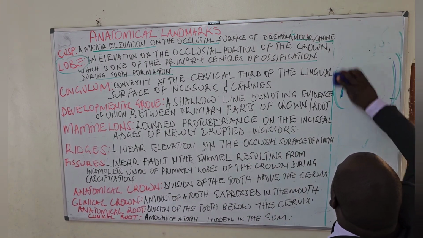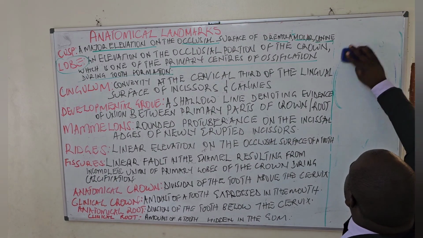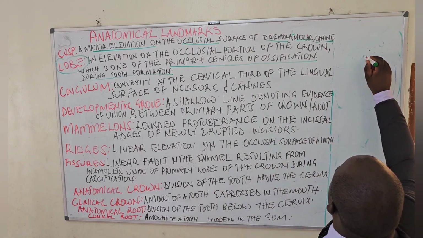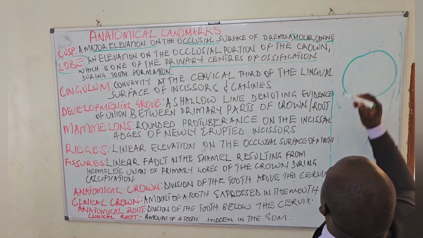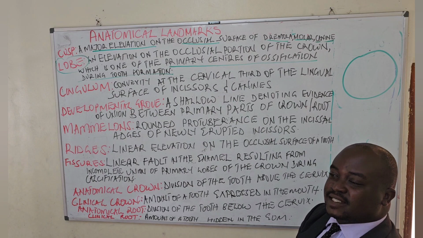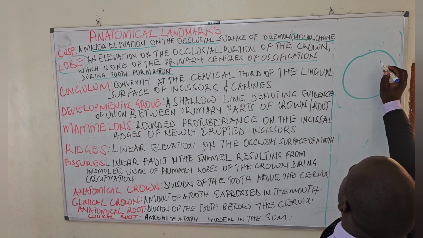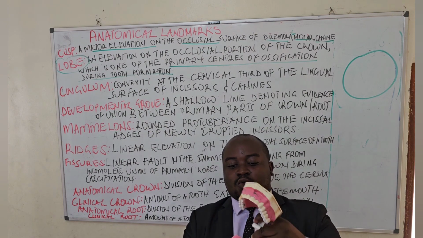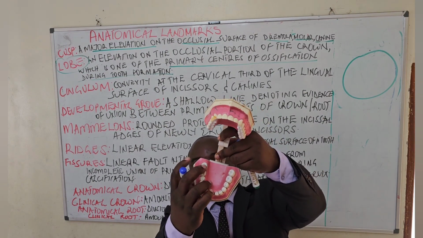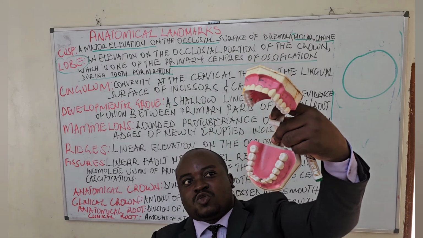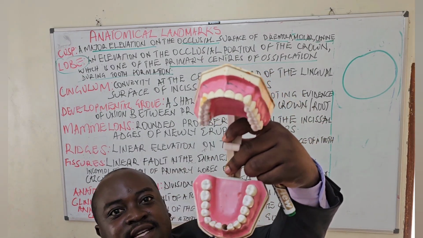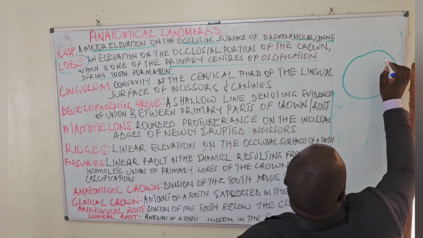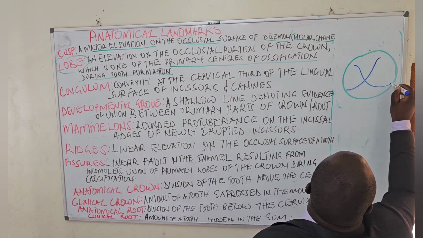The last one is the fissure. When we talked about the surface of a tooth, especially posterior teeth, we said the occlusal surface is not flat. This is what we call the occlusal surface, the upper part of a tooth. When you look at the occlusal surface, it is made up of those lines. So these lines here, these are fissures.